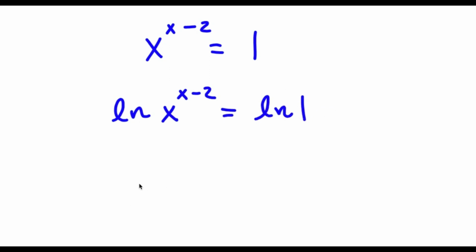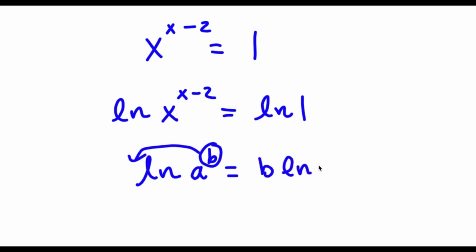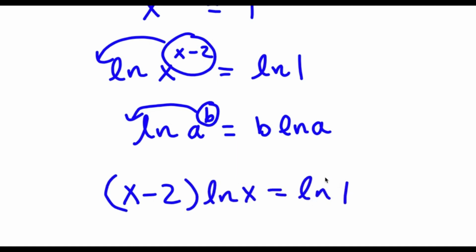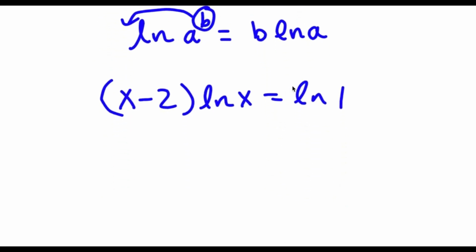Now, if I have something in the form ln a to the power of b, I can actually move this exponent b to the front. So this is going to equal b times ln a. So in this case, for ln x to the power of x minus 2, I can move x minus 2 to the front. So this would equal x minus 2 times ln x is equal to ln 1. So now, ln 1 is actually equal to 0. So now I have x minus 2 times ln x is equal to 0.